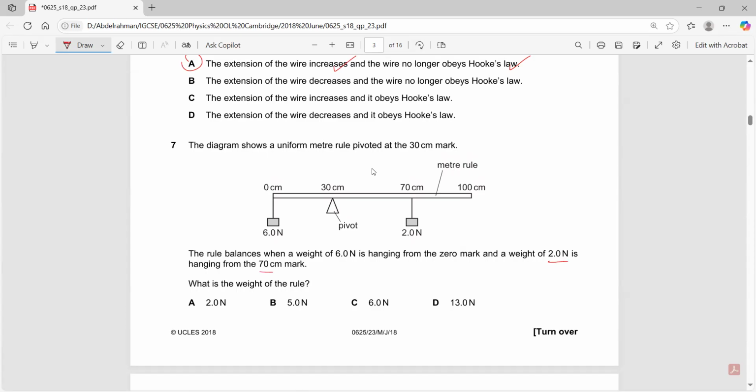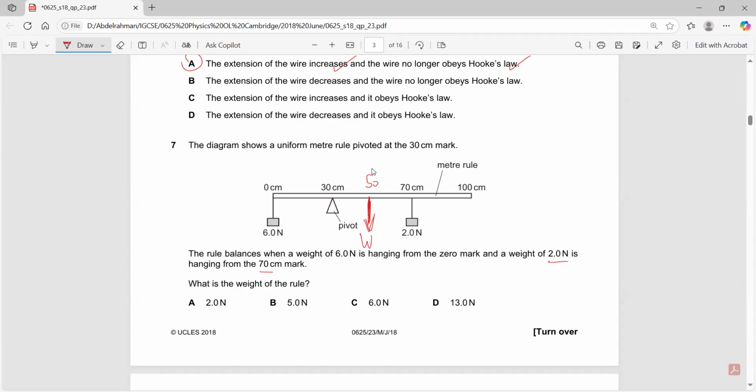Can I find the weight? Yes. The weight would be acting at the 50 centimeter mark, right? The weight would be acting at this point downwards, at the 50 centimeter mark. How can I solve this question? Clockwise moments should be equal to the anti-clockwise moments.